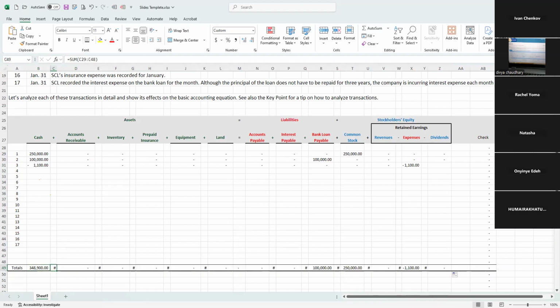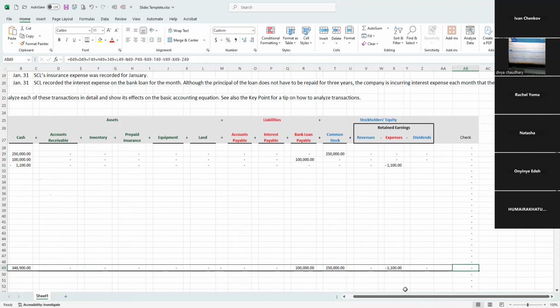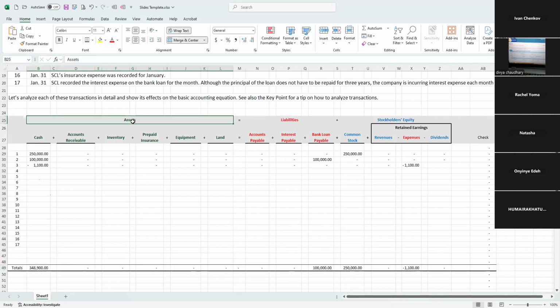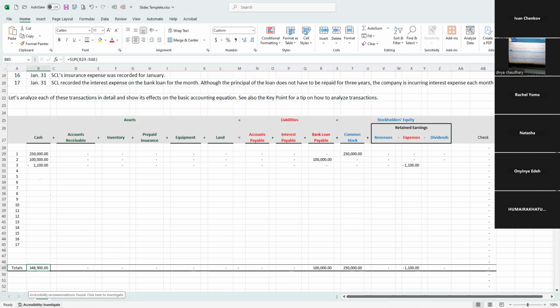What's the objective here? The objective is for my checkpoint to be at 0, right? Because if I'm not at 0, I'm not in balance. So now I have assets, right? How much assets do I have? I have $348,900 cash in the bank account.